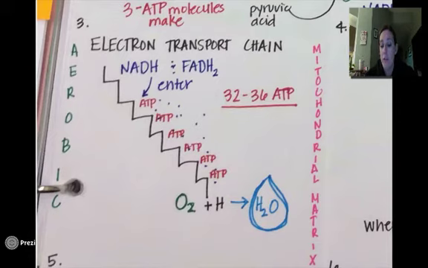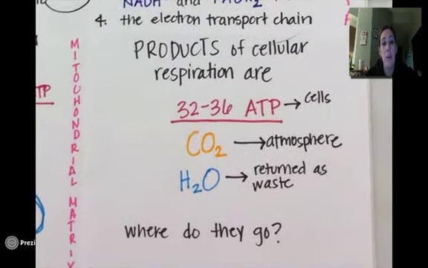So we start cellular respiration with glucose, and the products of cellular respiration are 32 to 36 ATP that's used by our cells in the body to perform different functions, CO2, which is released into the atmosphere through us exhaling, us sweating, or through urination, and water, which is either used in our body in different processes or it's eliminated as waste, again, through urination or sweat.